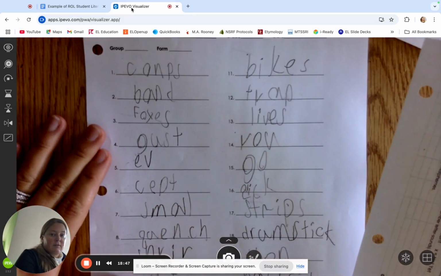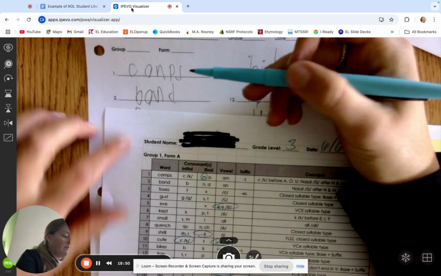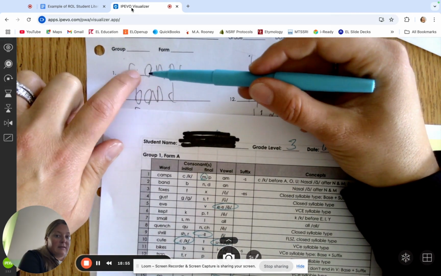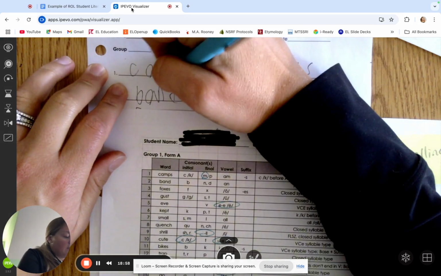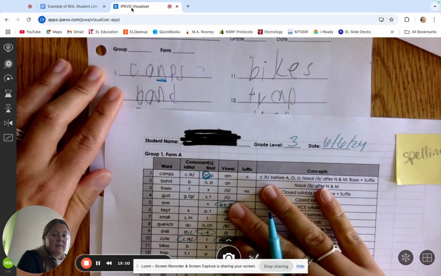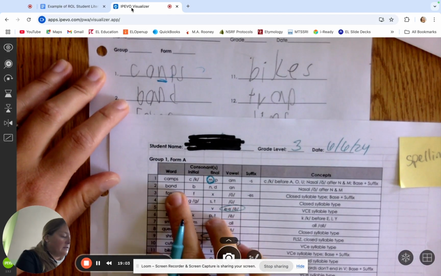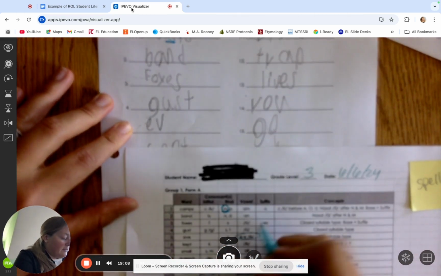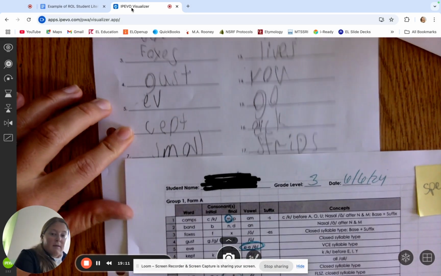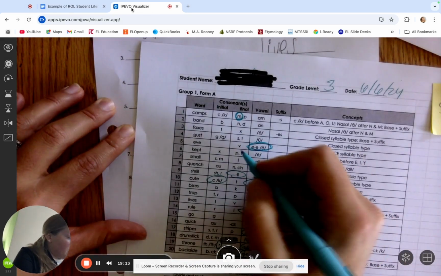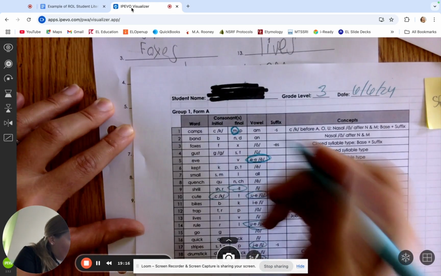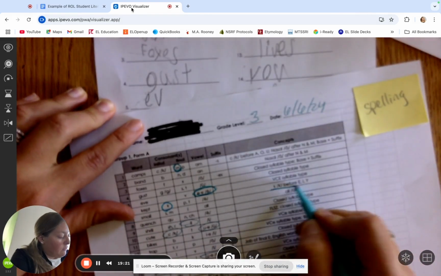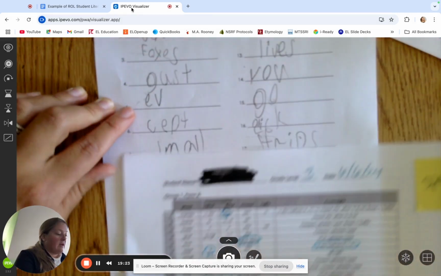this is the student's form. The word was camps. The student, that's his A. So he did CANPS. So we're not hearing that sound right there. Band was correct. Foxes, gust, eve, missing that vowel consonant E. Sept for kept. So we need to learn when to use the K for the K sound and the C for the K sound. So this rule here, we use K to spell K before E, I, and Y.